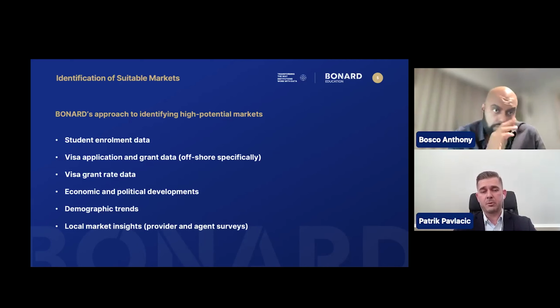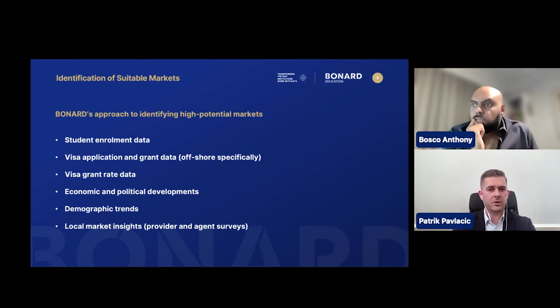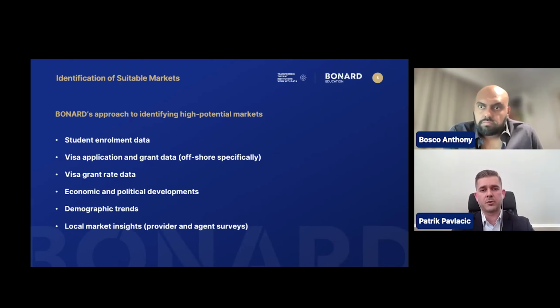However, in the last 5 years, we also work increasingly with visa application and grant data. We see great potential for institutions and stakeholders to start using this data for the purposes of international student recruitment. And we've been working with governments to make the data more available. We process it in a way that it only covers main applicants and offshore students. So onshore recruitment is basically removed, which again allows you to identify markets that make sense for offshore recruitment.